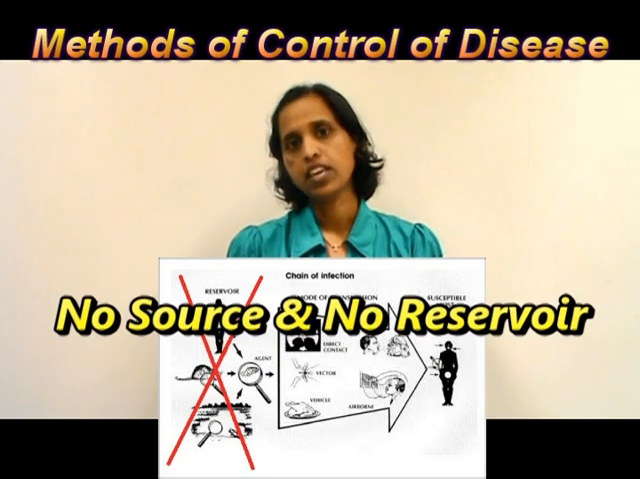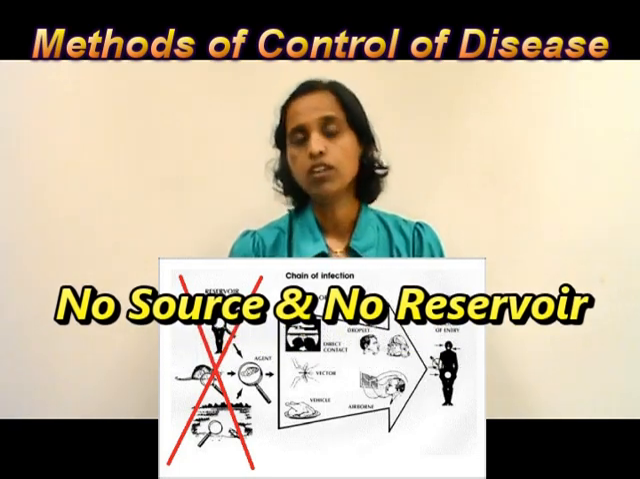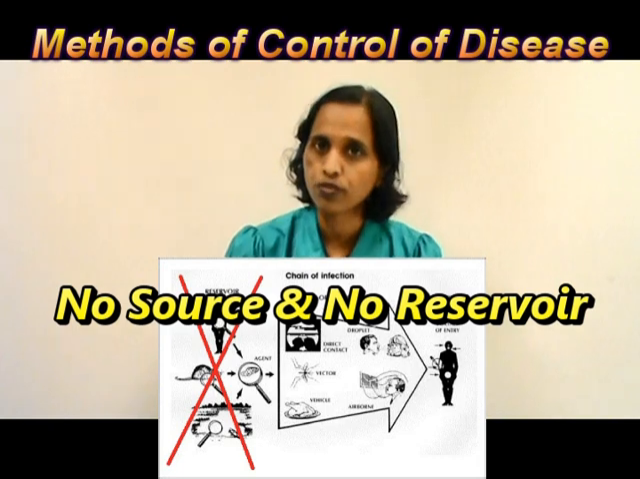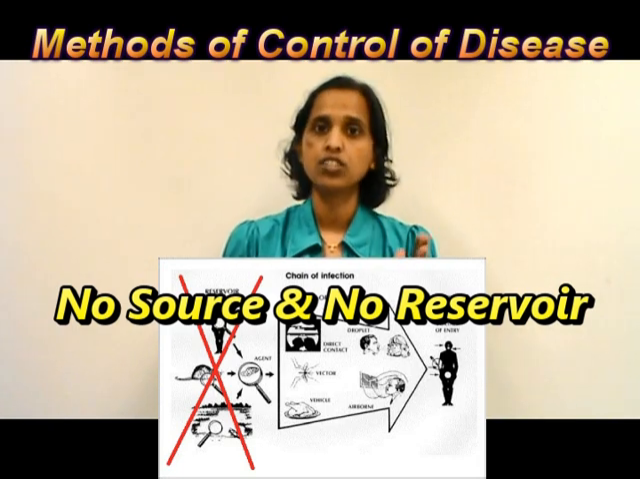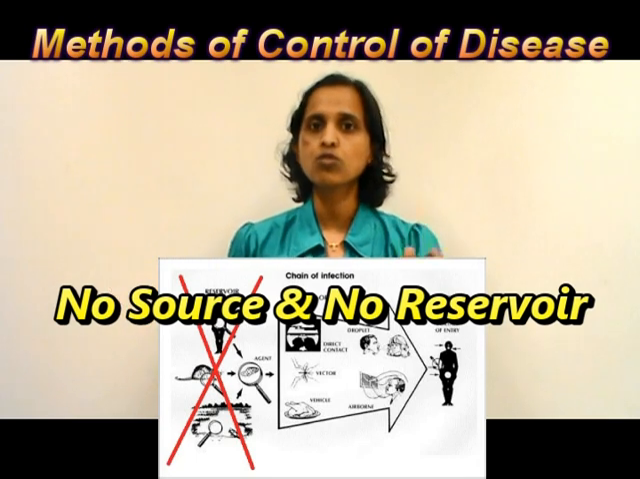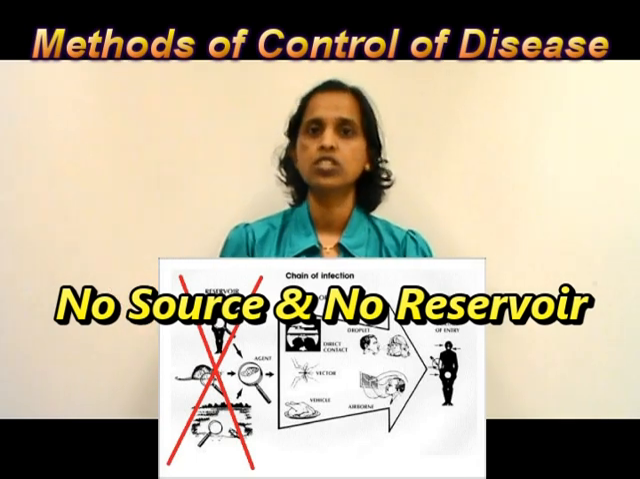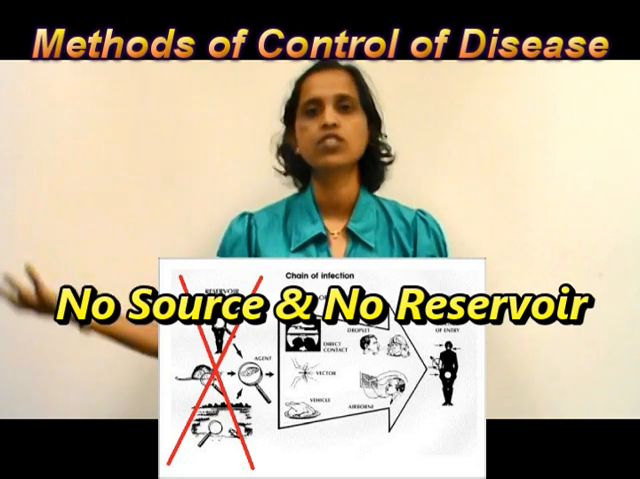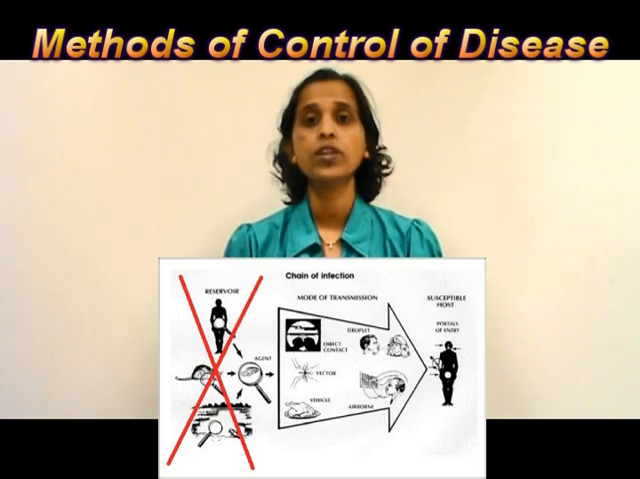Now logically speaking, if we can eliminate the reservoir or the source of infection, we can achieve a stop to the disease transmission. So if there is no source or reservoir, there is no question of the infectious agent being transmitted to the susceptible host. Now how do we achieve this?